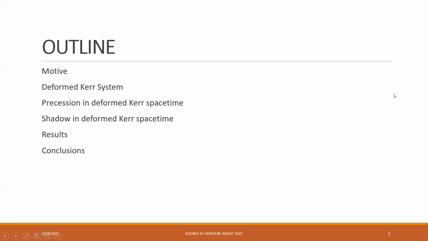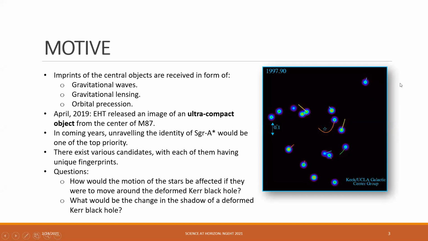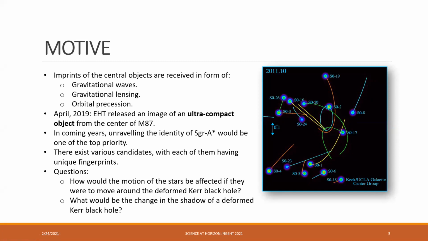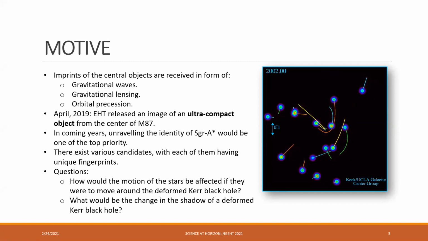The outline will be accordingly. On April 10, 2019, the EHT released an image of an ultra-compact object. The reason for highlighting that particular term is that its true nature is still a mystery. Because a lot of recent research works suggest other eligible candidates, and these candidates have unique effects on their surroundings, like fingerprints.